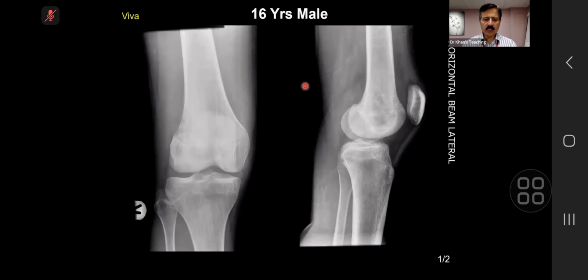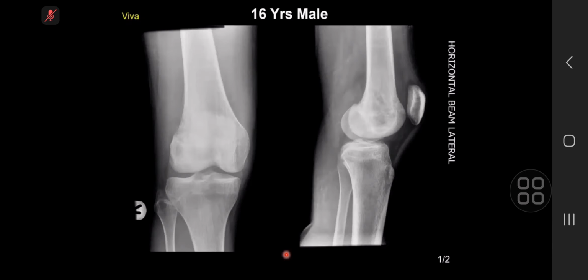This is a very good exam case, so please concentrate, all of you. Classical exam case. I'm presented with frontal and lateral radiographs of the knee of a 16-year-old male patient who has fused epiphyses.